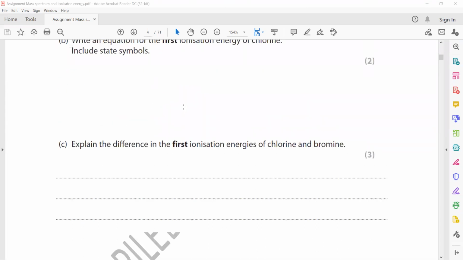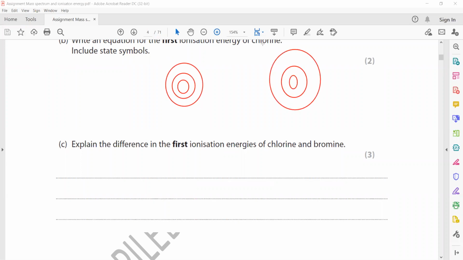Explain the difference in the first ionization energy of chlorine and bromine. When we compare, chlorine has fewer shells, so the electron will be closer. But bromine has a higher atomic number than chlorine, so it will have more shells. The electron will be farther from the nucleus, so the attraction will be weaker. So what are the points we will include?